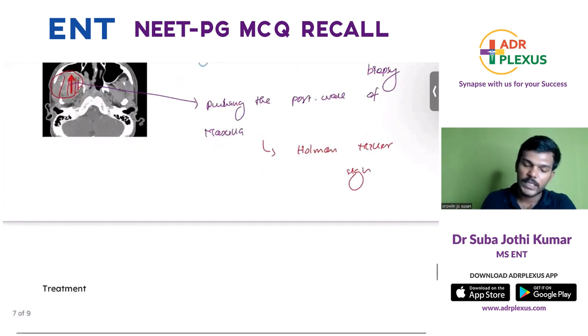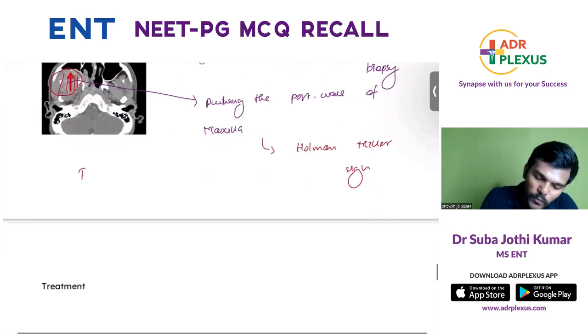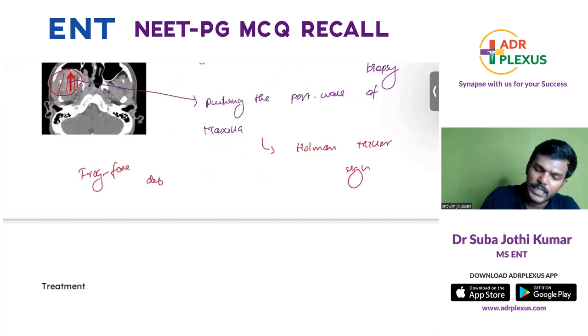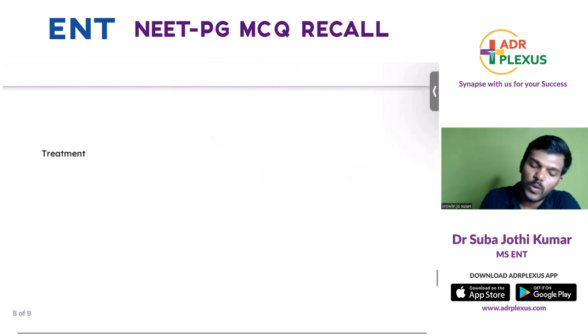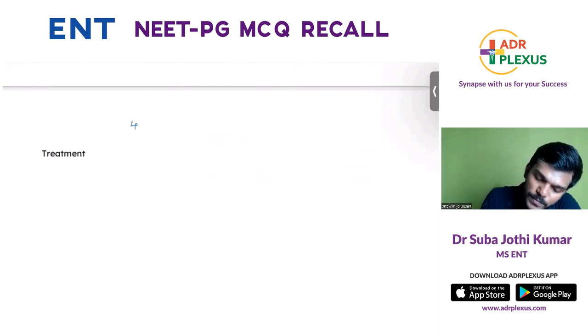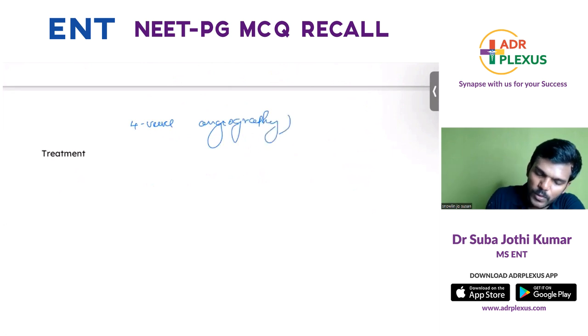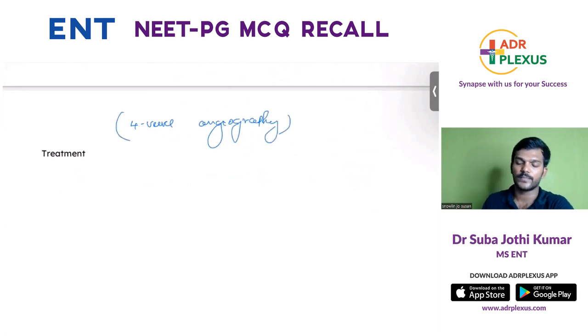The appearance of the child will be like a frog. So frog face deformity will be there. See, this is a CT sign. This is an external appearance sign. Frog face deformity. These are important clinical points relevant to the JNA. How will you investigate? You should do a 4-vessel angiography.